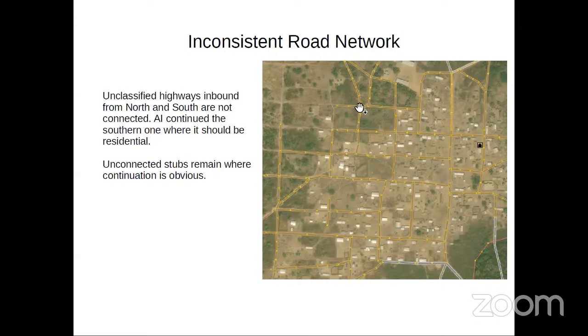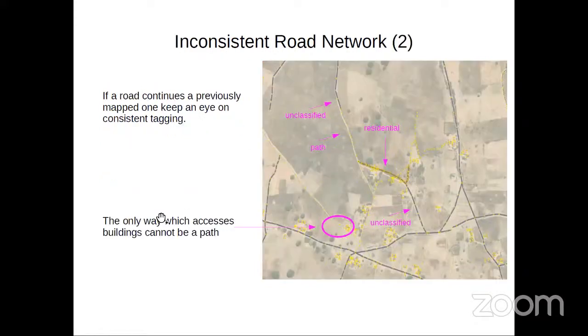Also, that's one of the points you often see here. Some stubs are not connected. This stub can easily be continued further to the west, as this one can easily be extended further to the north. In most cases, there is a bit more work to be done than just accepting or ignoring those features.